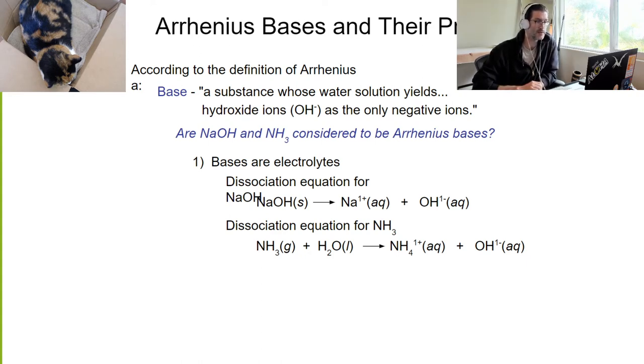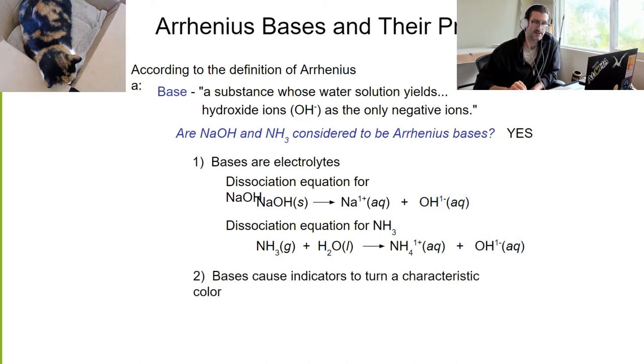We have ammonia gas, we add it to water, and we end up with aqueous ammonium and hydroxide ions. So the ammonia grabs a proton from the water, and forms ammonium and hydroxide. So both of those compounds produce only hydroxide as the negative ion. So yes, they are Arrhenius bases.